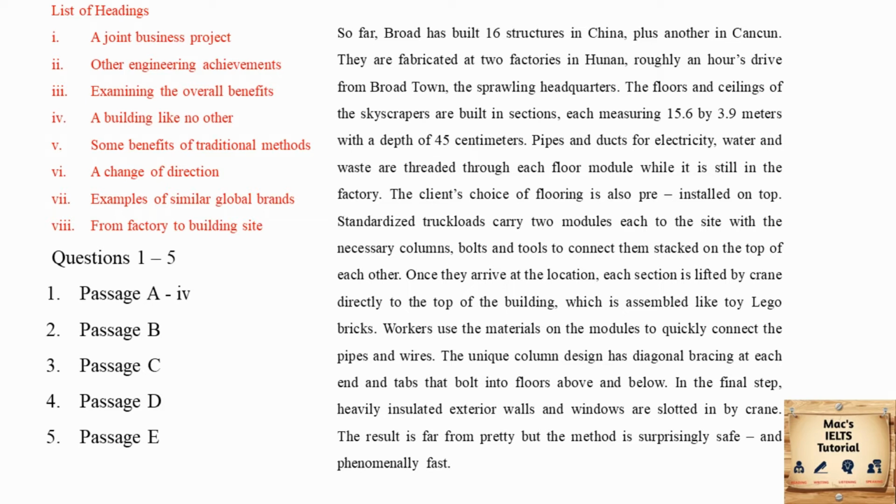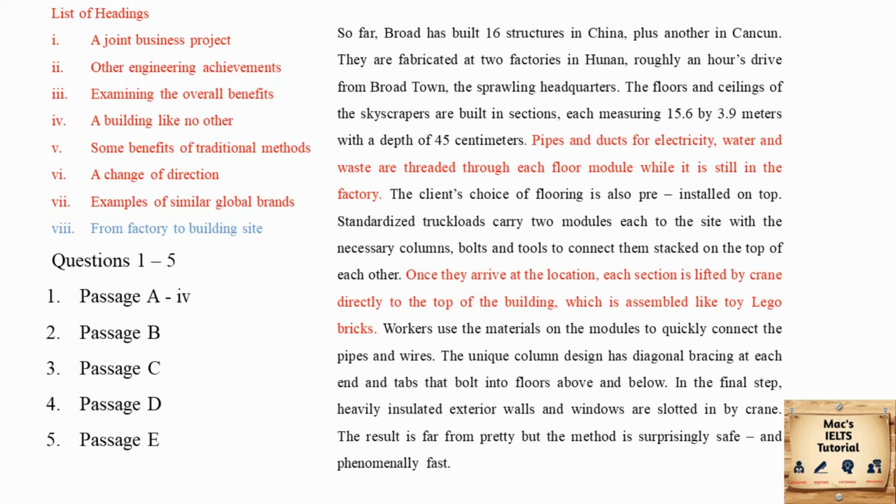Again, we shall skim through the list of headings comparing the key phrases. Pipes and ducts for electricity, water, and waste are threaded through each flow module while it is still in the factory, and the keywords once they arrive at the location to the list of headings given. The best choice for this passage would be option 8, from factory to the building site.